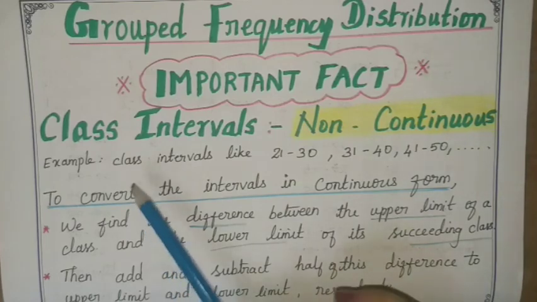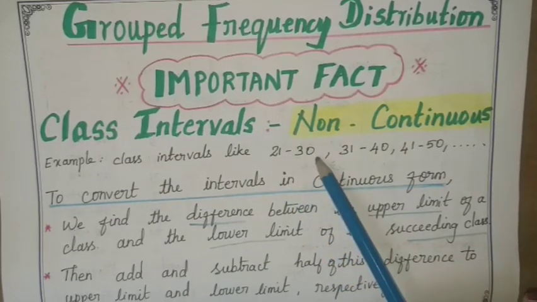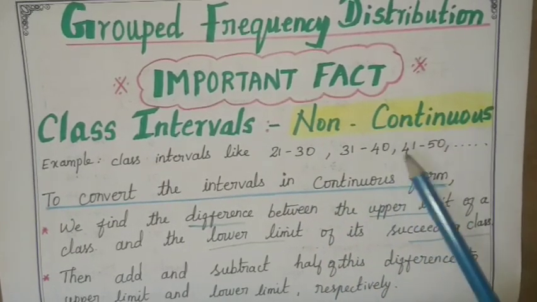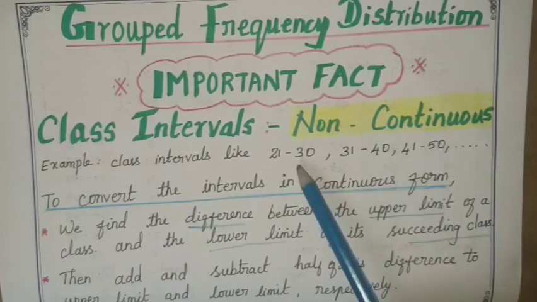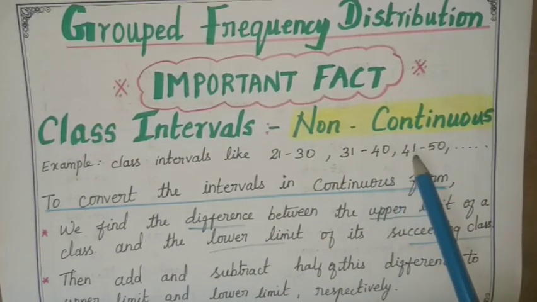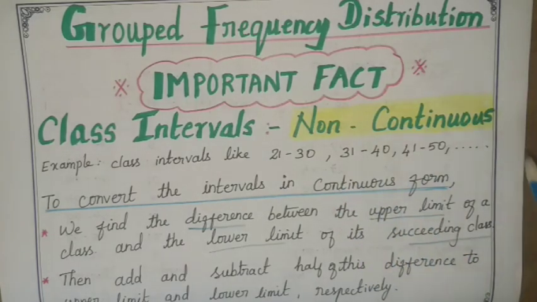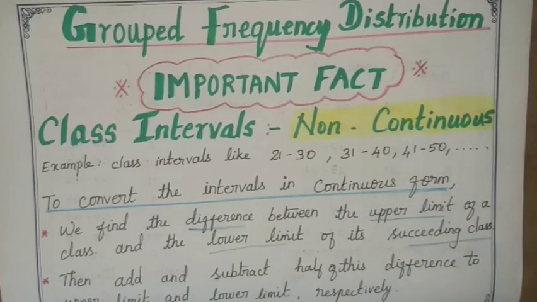Here, for example, class intervals like 21 to 30, 31 to 40, 41 to 50, etc. These are the class intervals. If you see the intervals, it ends with 30 and starts with 31, ends with 40 and starts with 41. It is not continuous, it is non-continuous. The class interval should end with 30 and again the lower limit should start with 30. Here it is not like that.